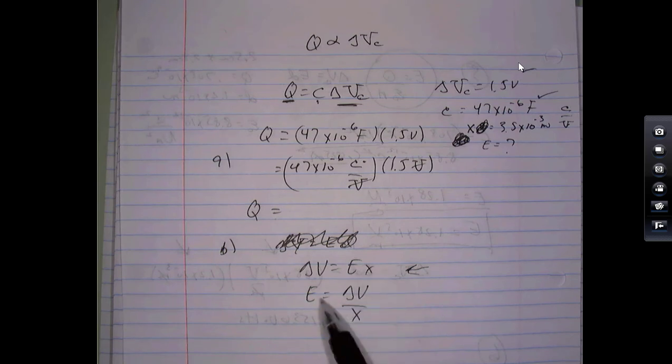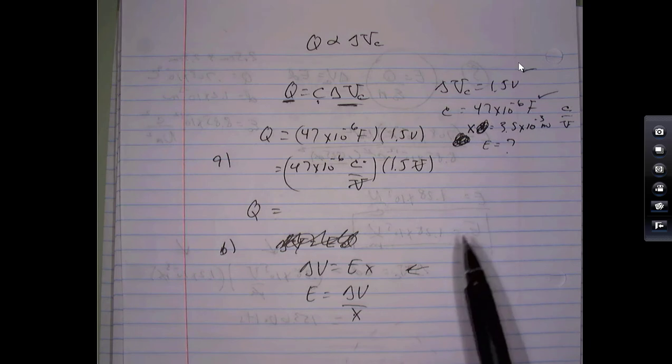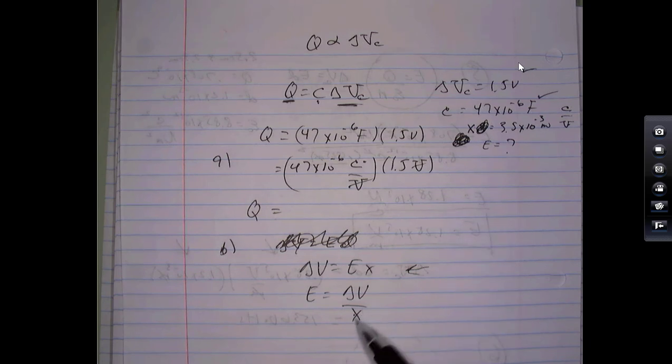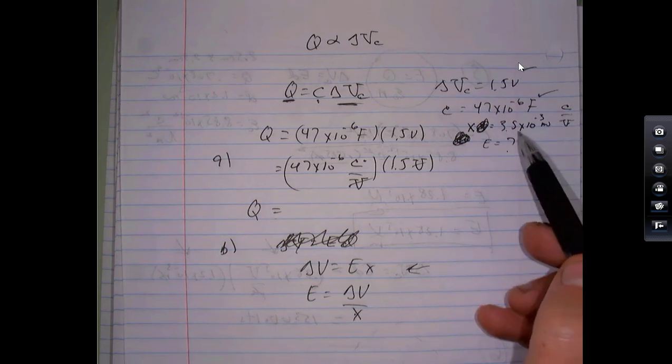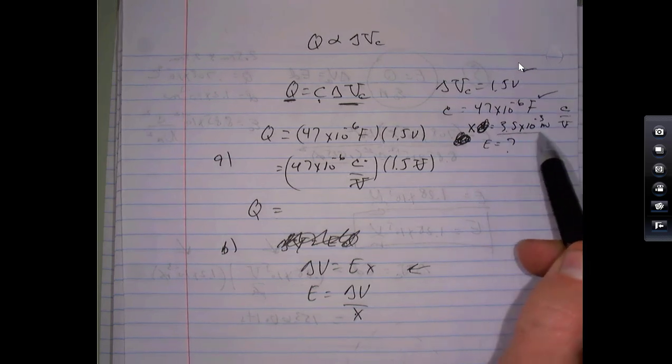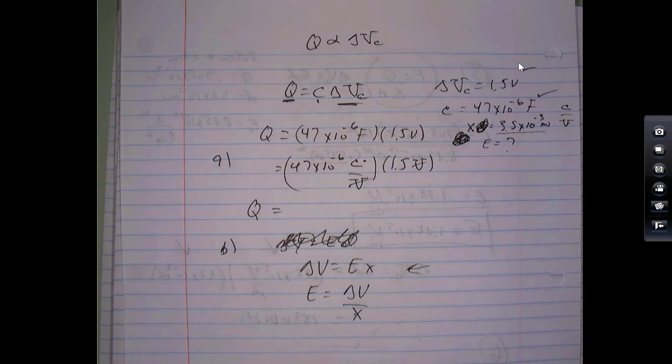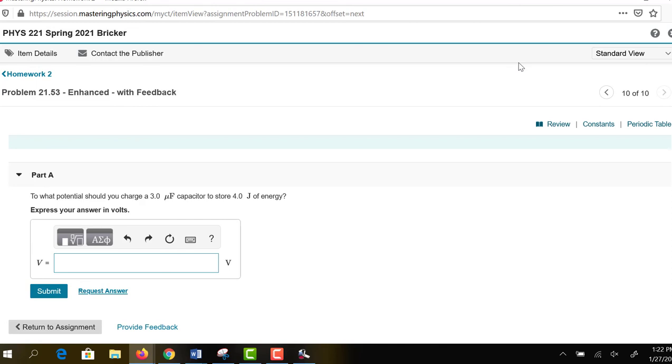This is just like the previous problem. Delta V is equal to E times X. So E is delta V over X. The voltage is given, 1.5. The distance between the electrodes is also given, 3.5 millimeters, so it's 3.5 times 10 to the minus third meters. And you can get the electric field that goes through the stem of the leaf, causing this action to happen. Okay, let's look at the next one.